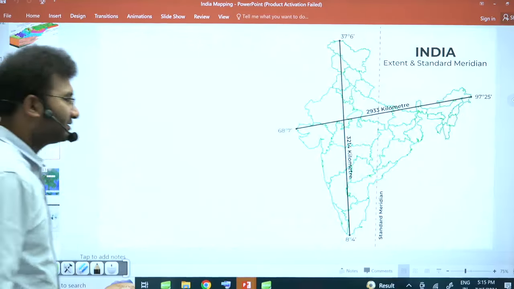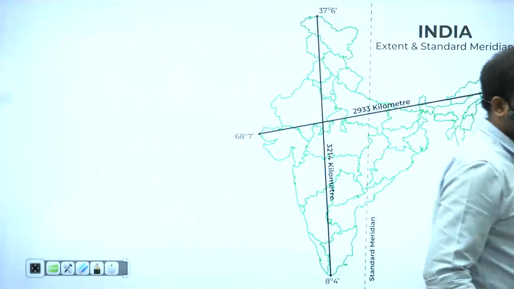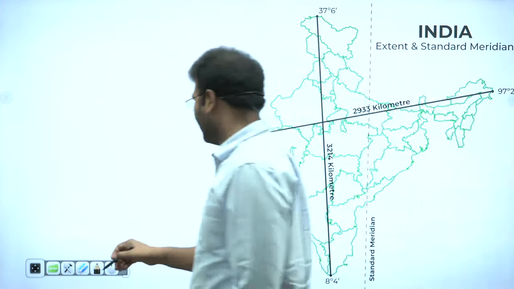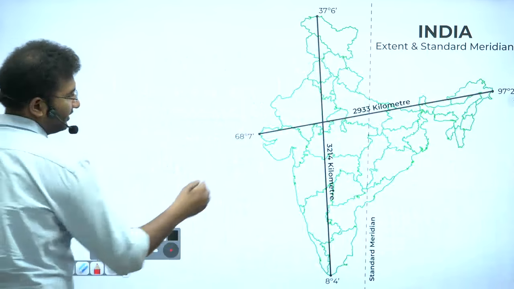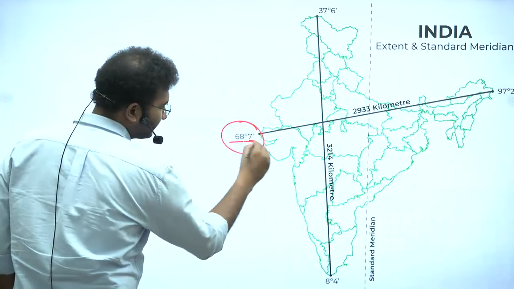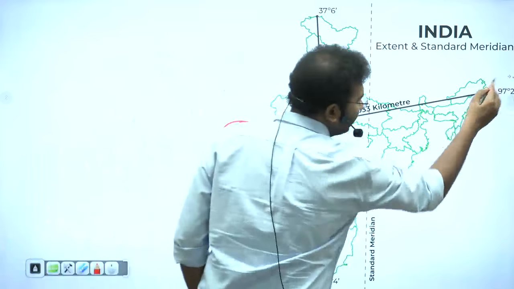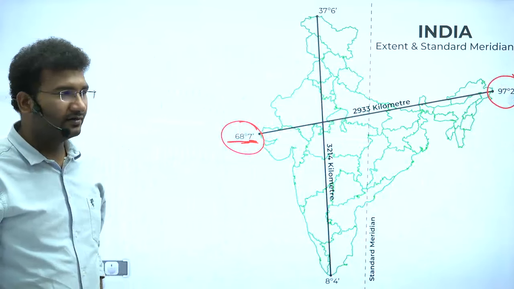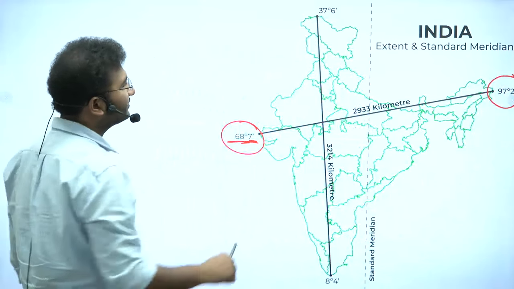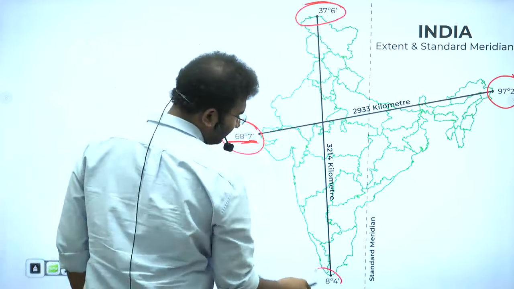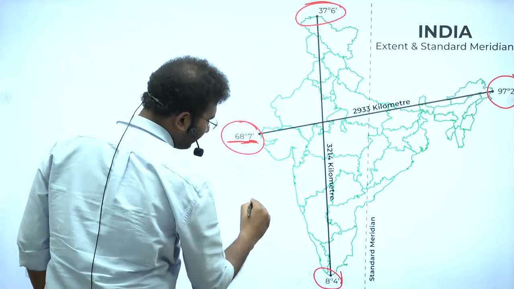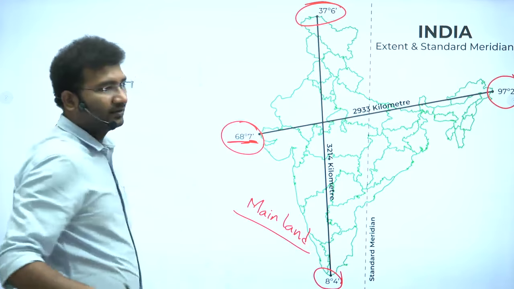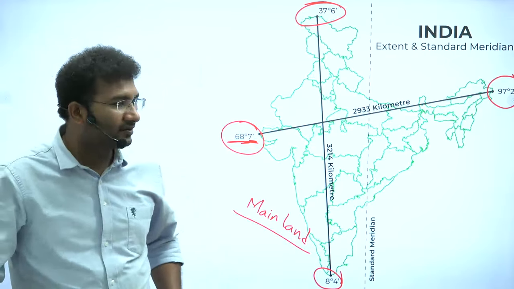That is India's east-west and north-south extensions. Quickly note down these latitudes. The extension of India is 68 degrees 7 minutes in the west to 97 degrees 25 minutes in the east. Right? This is the east-west. Whereas north-south, 37 degrees 6 minutes to 8 degrees 4 minutes. This is the mainland.